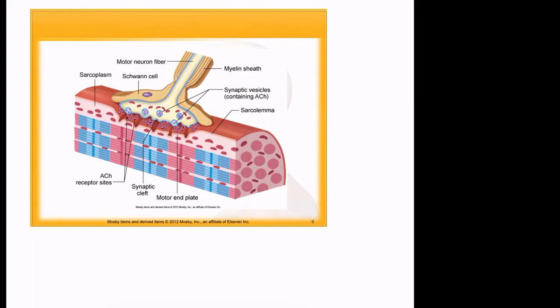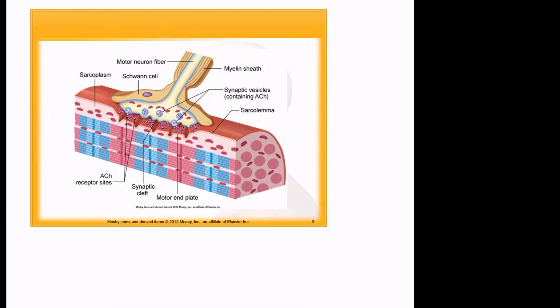That electrical signal then has to change into a chemical signal. So the chemical signal is released from the end of that nerve and goes across a little space, which then binds to the receptors on the muscle cell membrane. When that happens, that changes the membrane. Because it changes the membrane, that allows sodium to come rushing in.